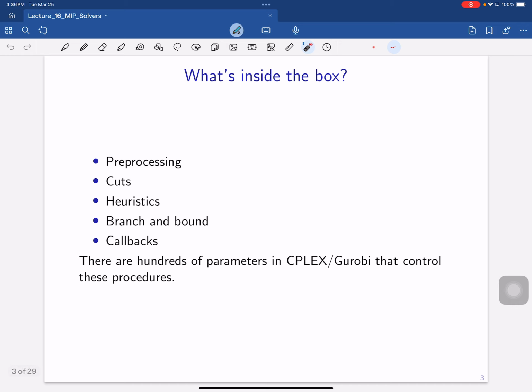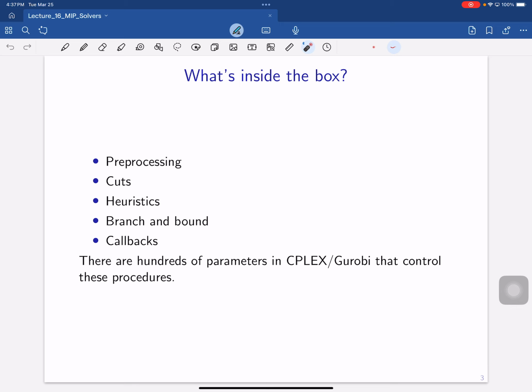So what's inside the box of the solver? You have already used Gurobi, hopefully, in Pyomo to solve some optimization problems. So these are the things I will cover for Gurobi. It involves what is called pre-processing, cutting planes, heuristics, branch and bound, and callbacks. These are the different things inside the box I will cover. There are some additional things inside the box I don't have the time to cover. So if you are curious, you can read their whole documentation to see what's inside the box.